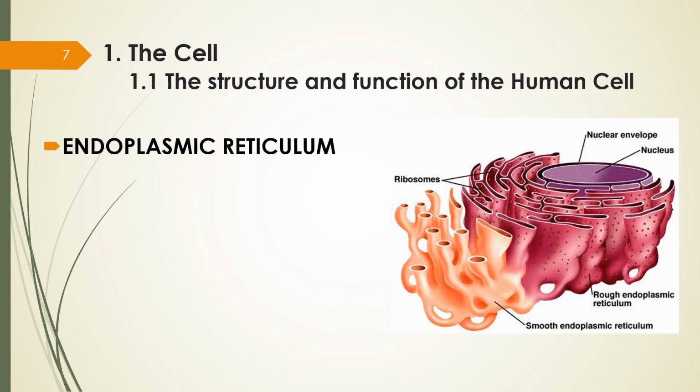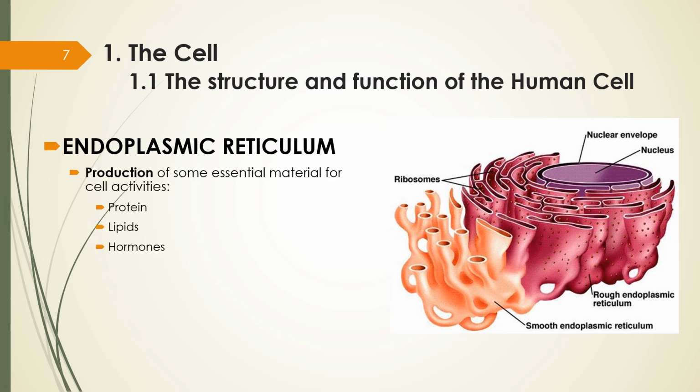Endoplasmic reticulum. What's the function of this structure here? Yes, transportation. What else? Production. Yes, production of what? So production of substances. Yeah. So we can have the production of proteins, lipids, and hormones. But the production of proteins, which endoplasmic reticulum does? Which of them? The rough or the smooth?